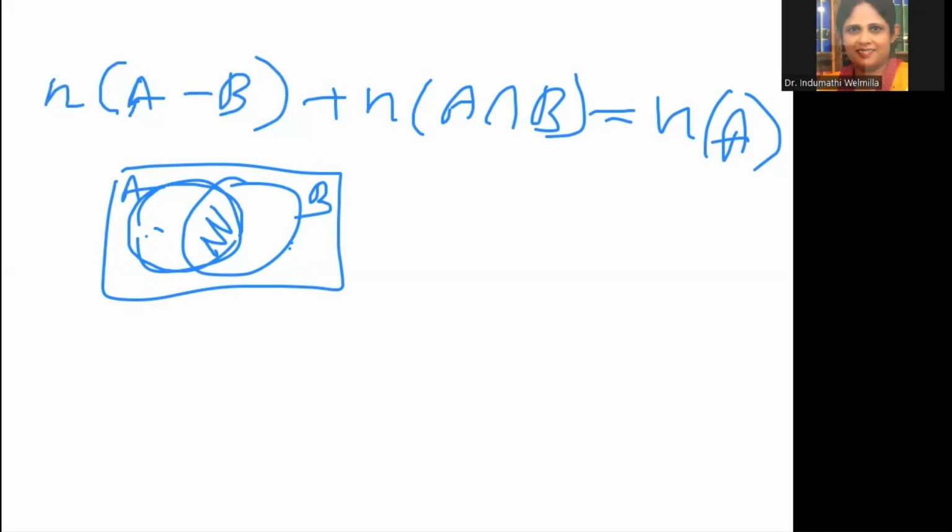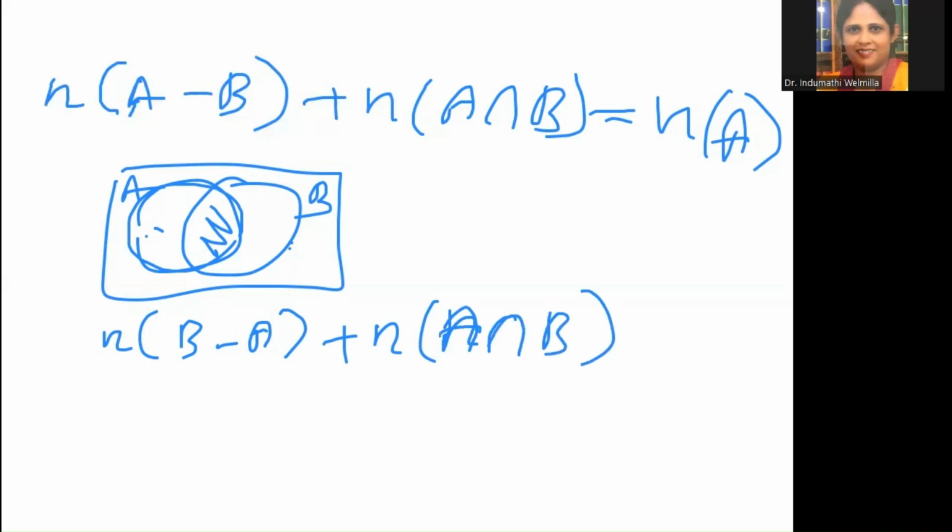And you can also understand it the opposite way, that means n(B minus A) plus n(A intersection B) then equals n(B), similar to the earlier one.